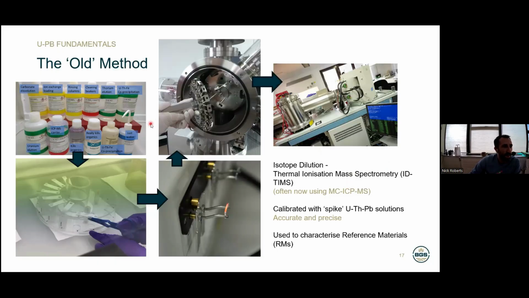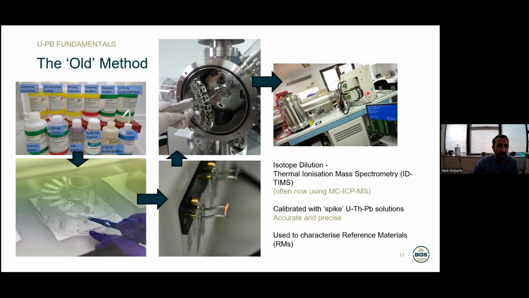It involves dissolving chunks of carbonate. These might be drilled out of a rock or cut with a saw. Use various acids to dissolve the carbonate to try and get rid of the organics. Then use column chemistry to separate out the uranium, the thorium, and the lead fractions. These are dried down onto rhenium filaments, and then these are placed into the turret of a mass spectrometer. And then we measure the isotope signals.